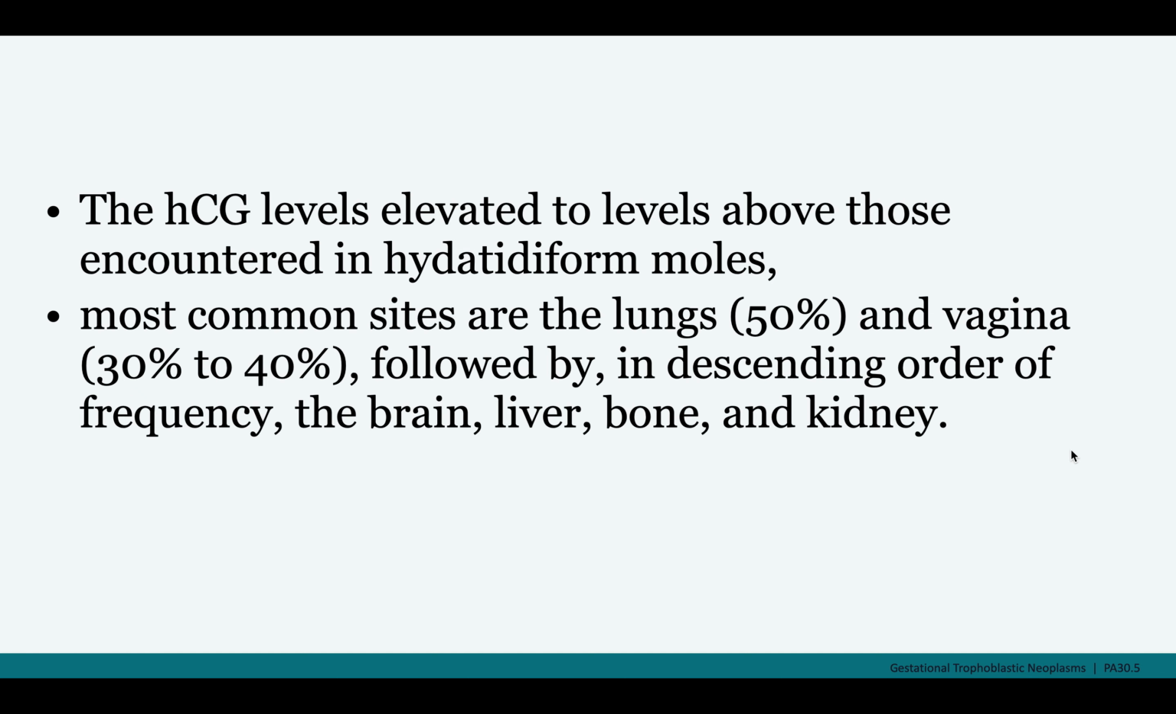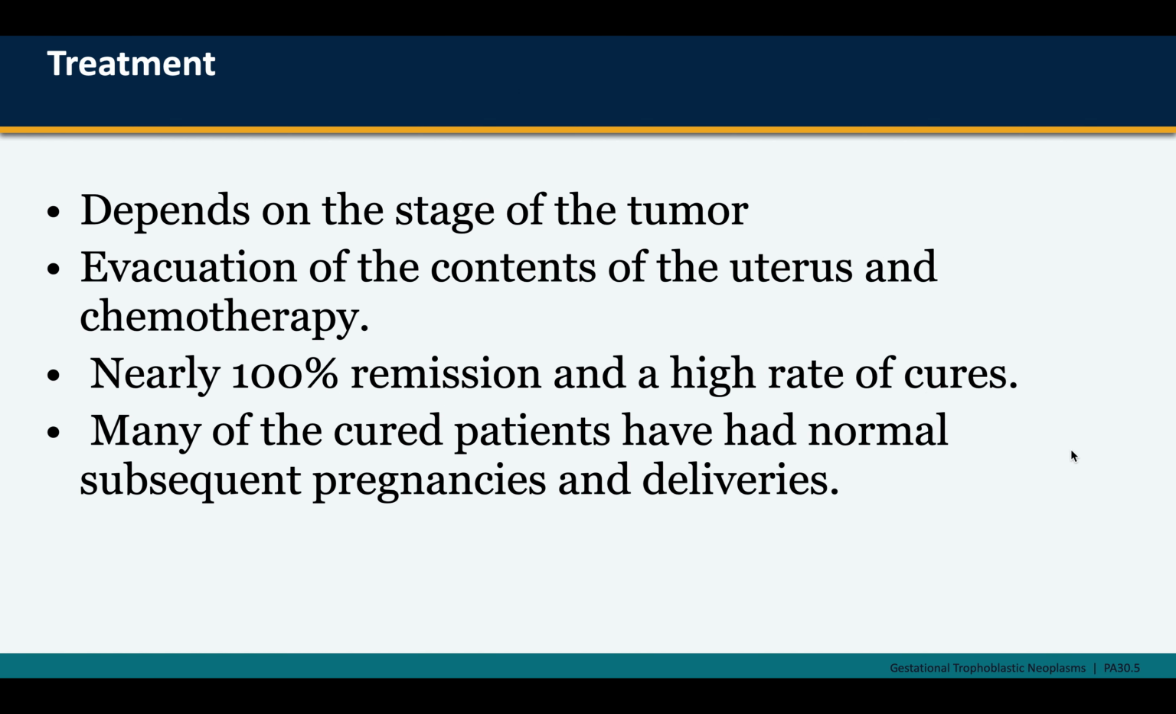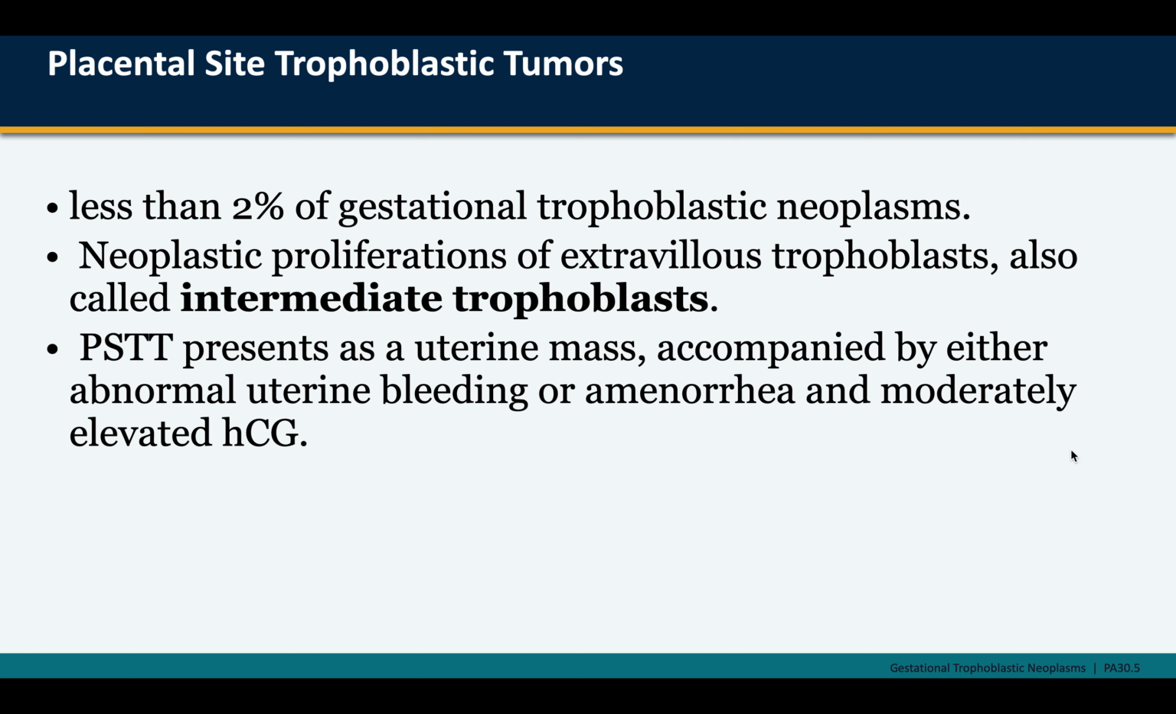HCG levels are higher than that of H-mole. Normal pregnancy has normal levels, then you have H-mole, it has higher levels, then even higher levels in choriocarcinoma. Most common sites of mets are lungs, vagina, and other organs. Treatment will depend upon the stage of the tumor. Chemotherapy is very good over here. It gives almost 100% remission. High rates of cure can be seen after chemotherapy.